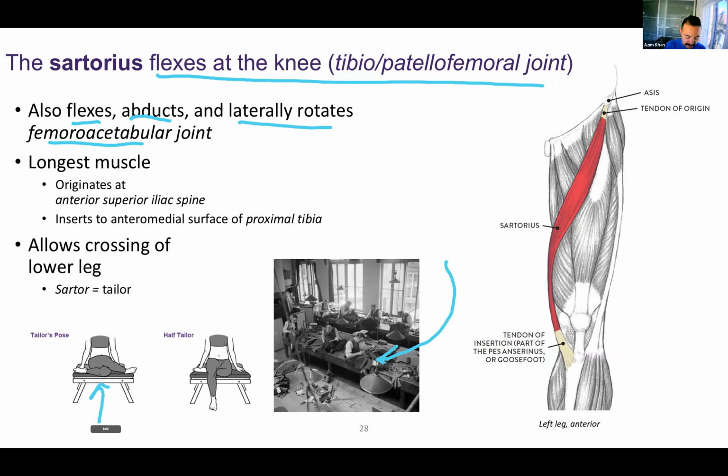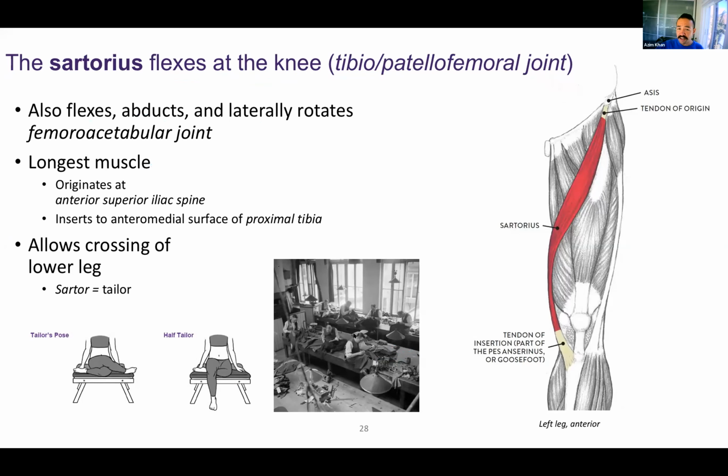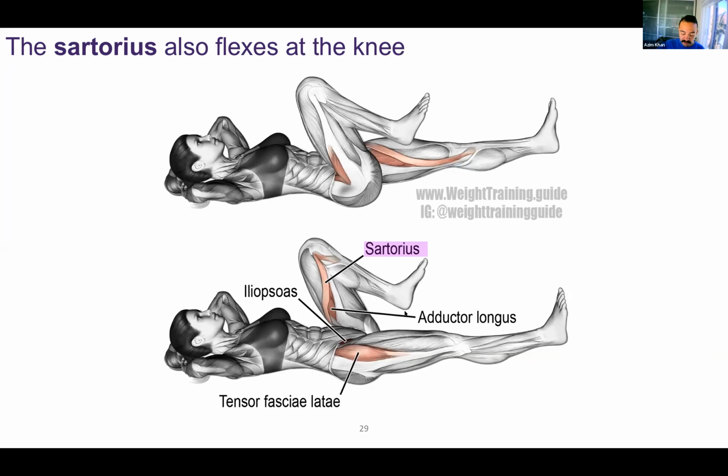If you're familiar with these poses, here's tailor's pose and half tailor. To make that crossing motion, use your sartorius. Again, it's the longest muscle, originates at the anterior superior iliac spine, and then inserts into that medial proximal part of the tibia. A common exercise in workout classes is the bicycle. When you do bicycles, in addition to other muscles, you're using your sartorius since you're pedaling back and forth.